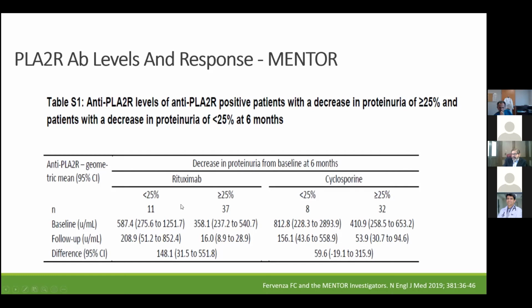But be that as it may, in the patients who had no response, the antibody levels were much higher compared to those who at least dropped their proteinuria by 25%. There's a significant difference in the antibody levels, and this is true in both treatment arms. With cyclosporin, again, antibody levels were much higher in people who didn't have a response compared to those who did. So again, we're looking at the same thing: when you have high anti-PLA2R antibody levels, you're looking at badness, and probably these are people who need to be hit a little bit harder.